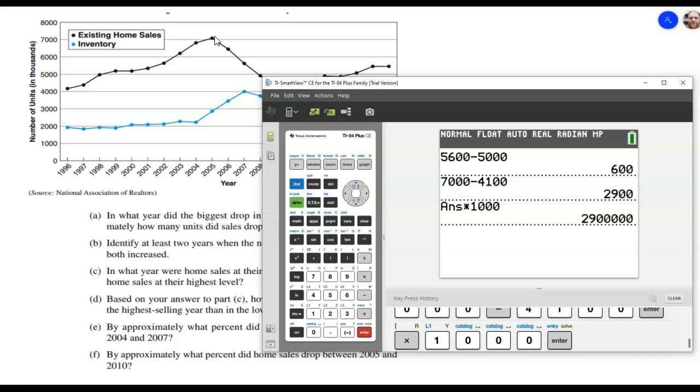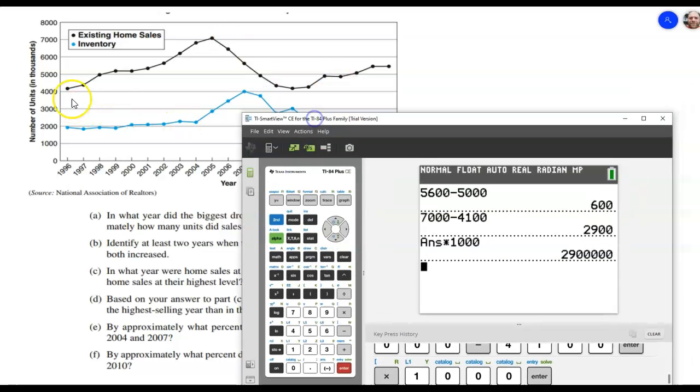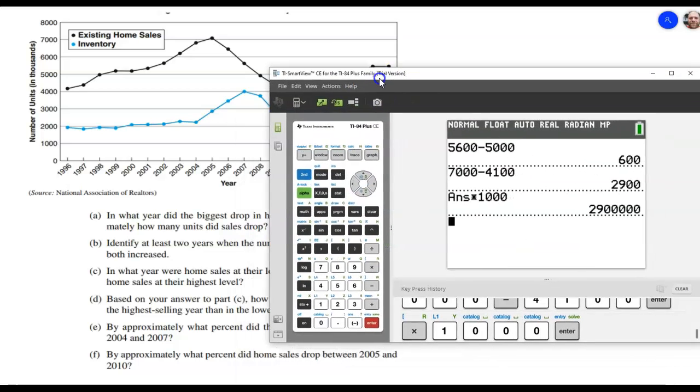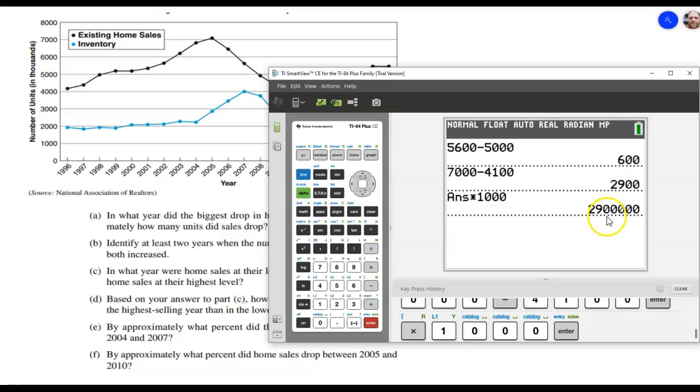7,000 to 4,000. Definitely think the book is wrong on this one here. So I get somewhere around 3 million here, and they had about 4 million. So I think that's an error there, but we'll take a look in there.